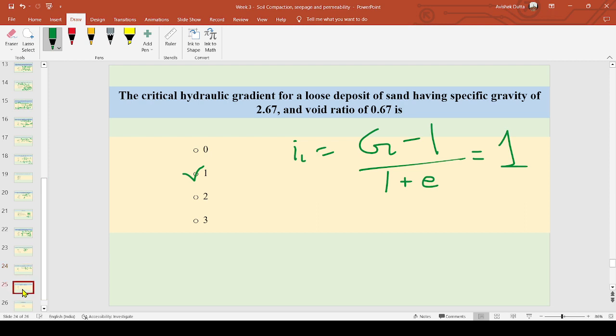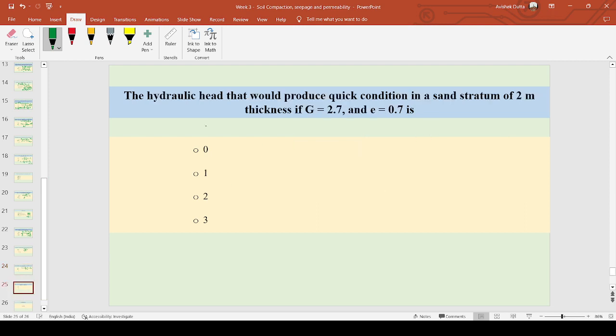Next question, similar thing, the hydraulic gradient. The hydraulic head that will produce a quick condition. For producing a quick condition, we need the critical hydraulic gradient, because only if the gradient is more than the critical hydraulic gradient will piping occur, quick condition will occur. So first of all, we need to find out the critical hydraulic gradient the same way as the previous question. G minus 1 divided by 1 plus E. G is 2.7 minus 1, 1.7, divided by 1.7 is 1, isn't it? Critical hydraulic gradient is 1.